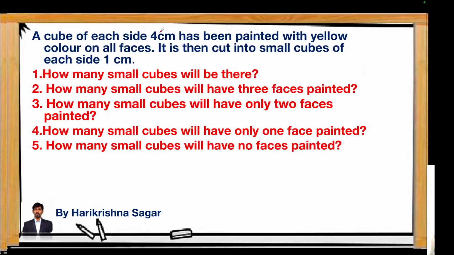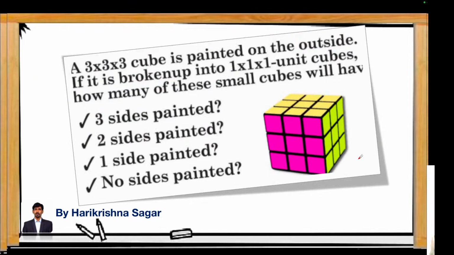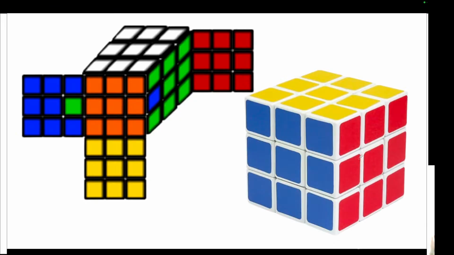For example, a cube is 4 centimeters long, it is painted yellow on all the faces, and then it is cut into smaller equal pieces of 1 centimeter each. Then how many cubes in total, how many are 3-side painted, how many are 2-side painted, like that they give the question. So first of all, before you solve this question, I suggest you observe a few important points. These points are going to play a very important role.